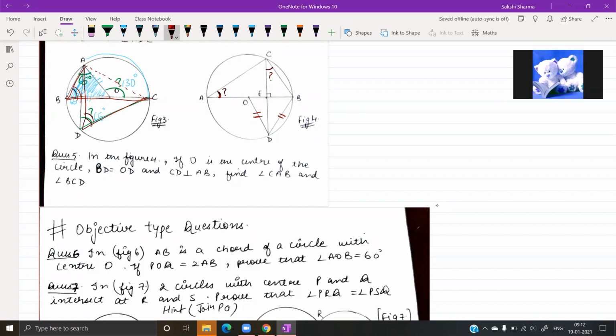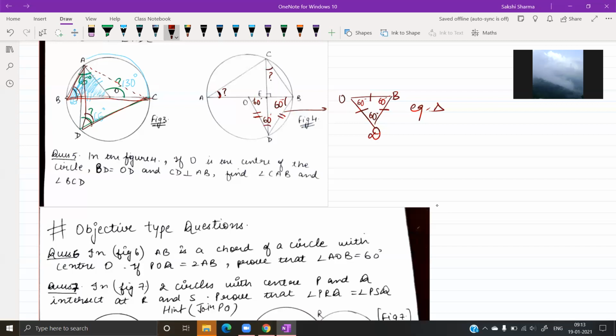Observe the triangle in which you have two equal sides. This particular triangle is an equilateral triangle. BD is given equal to OD, but OD is equal to OB. These are the radii of the circle. So this triangle becomes equilateral, which makes each angle of this triangle equal to 60 degrees.